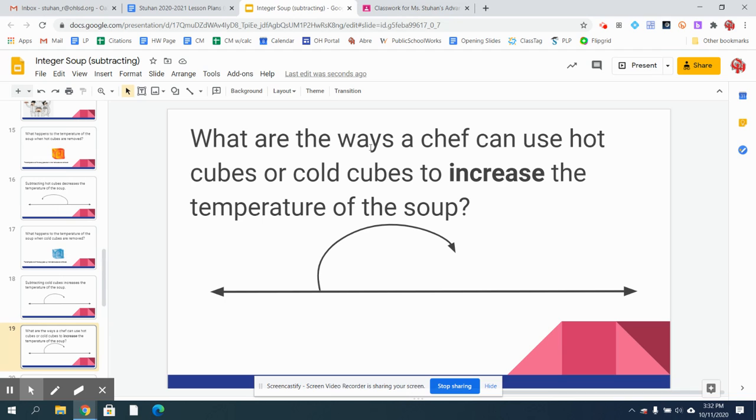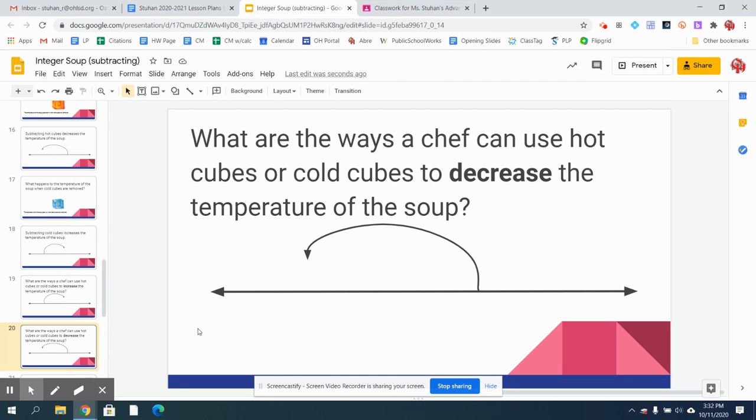What are the ways a chef can use hot cubes or cold cubes to increase the temperature of the soup? If we're trying to raise the temperature of the soup, we can either add hot cubes or subtract cold cubes. Either one will increase the temperature of our soup. And if we're trying to decrease the temperature of our soup, adding cold cubes or subtracting hot cubes are both ways to decrease the temperature of the soup.